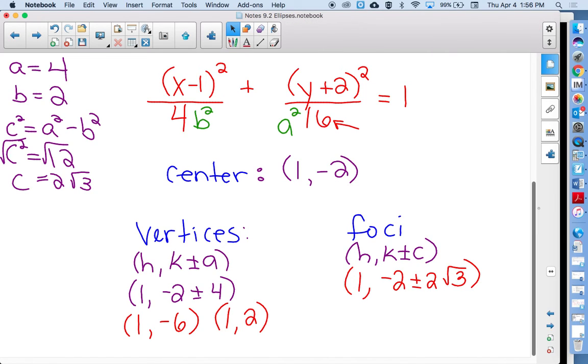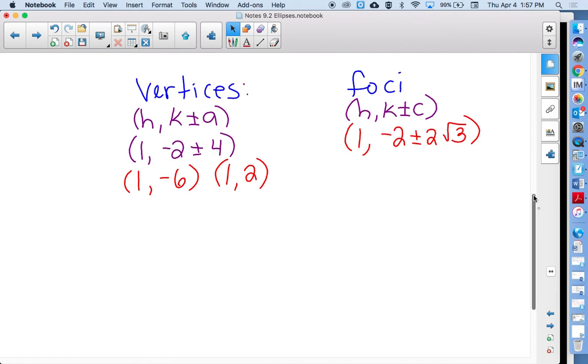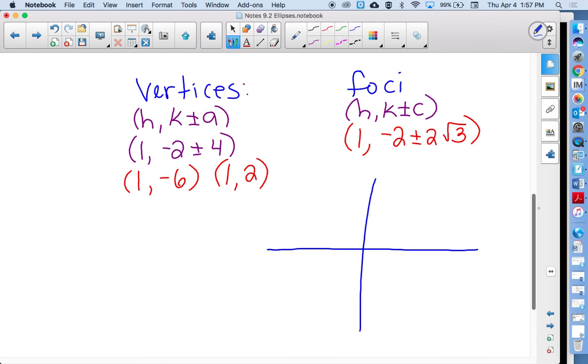Because the foci value is not a nice number, you can just leave it as -2 ± 2 square roots of 3. That can't really be simplified any further. So on your graph paper, see if you can try and plot those points, starting with the center at 1, -2.